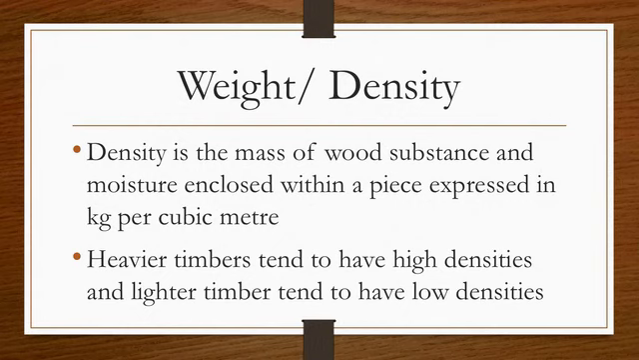We spoke about density as a factor, but it also is a characteristic. Density is the mass of wood substance and the moisture enclosed within a piece of wood, expressed in kilograms per cubic meter. That speaks to a lot of physics or wood calculation. But in short, as we said earlier, heavier timbers tend to have high density and lighter timbers tend to have low densities.